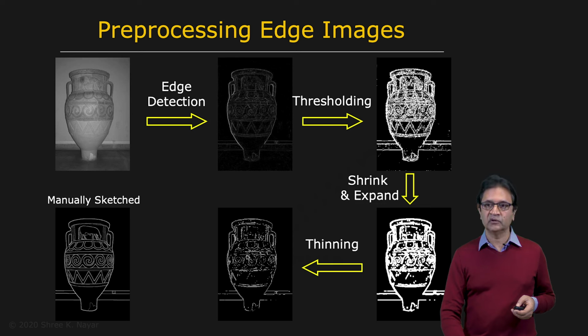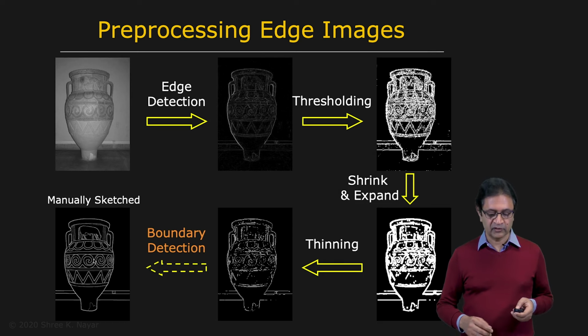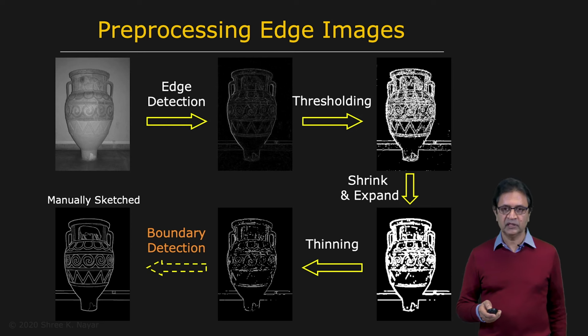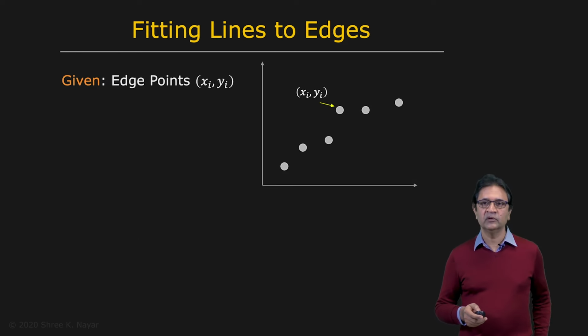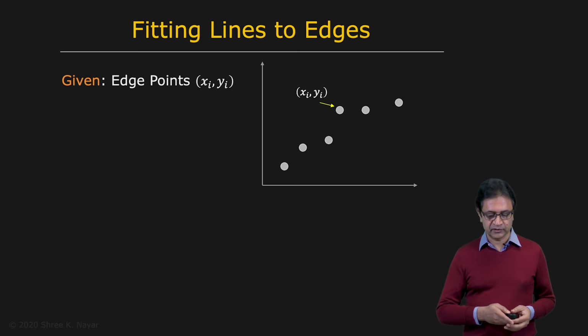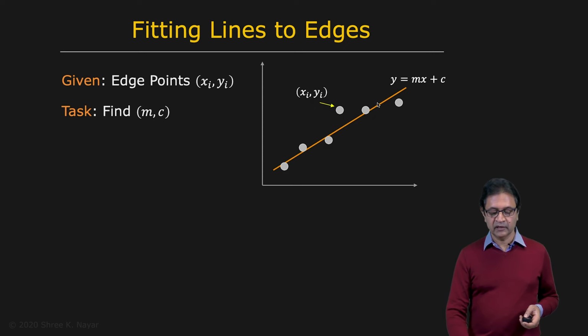But now the challenge is to go from this edge map to these boundaries. And that's the problem of boundary detection. So let's start simple. Let's talk about how we can fit a line to a set of edges. So here's a bunch of edges that are given to you, xi, yi, and the problem is that we want to find the line y equal to mx plus c that best represents the set of edges. So in other words, we want to find the slope and the intercept, m and c, corresponding to the line that best represents the set of edges.